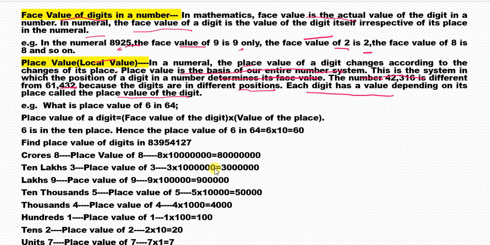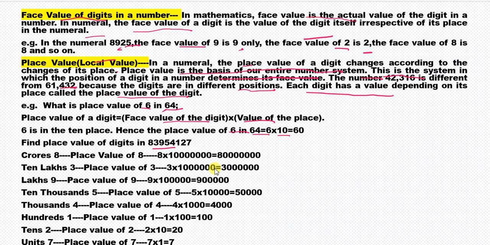Let us consider an example. What is the place value of 6 in 64? Place value of a digit is equal to the face value of the digit times the value of the place. 4 is at the unit place, 6 is at the tens place. So the place value of 6 in 64 is 6 into 10, which is 60.